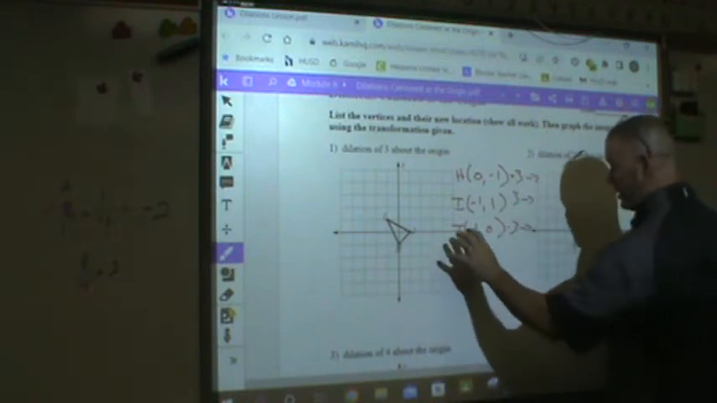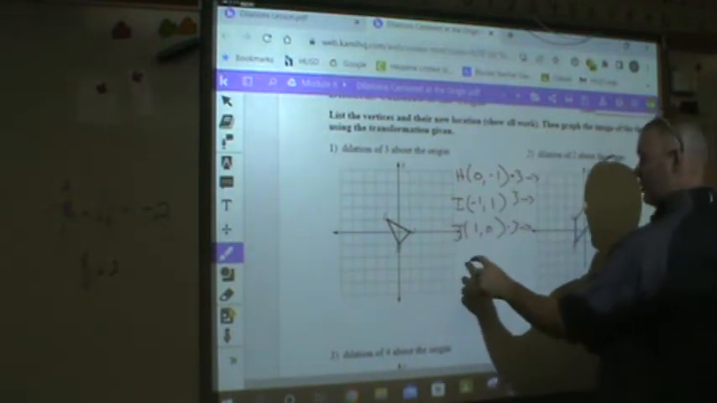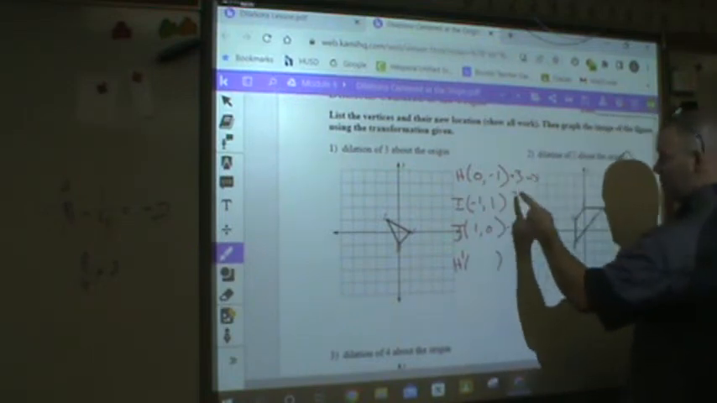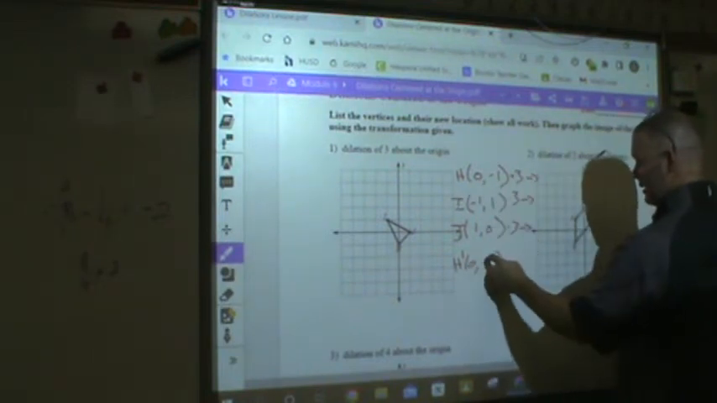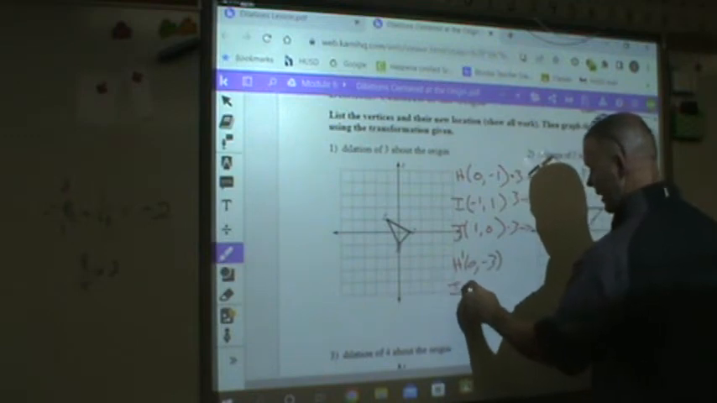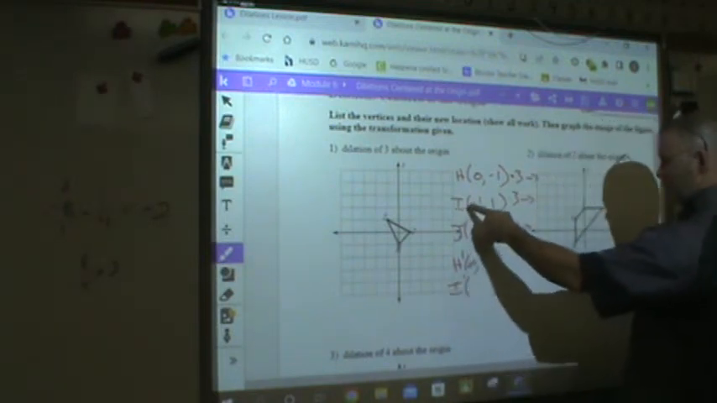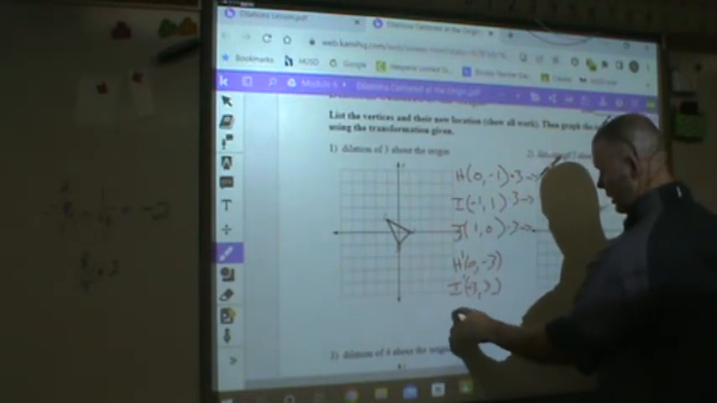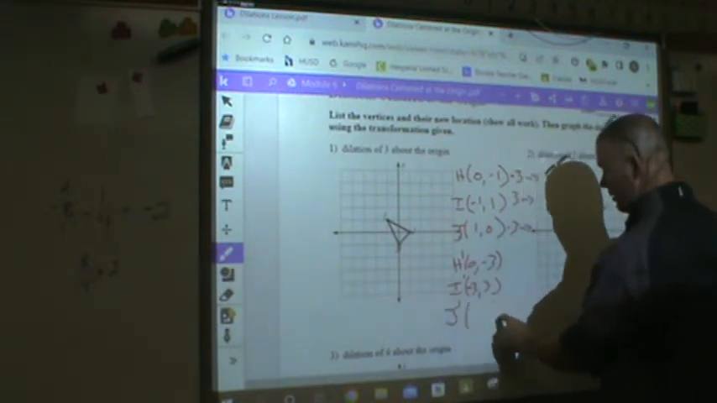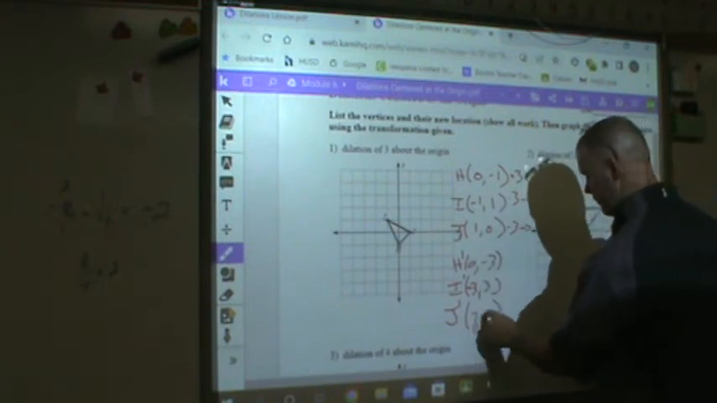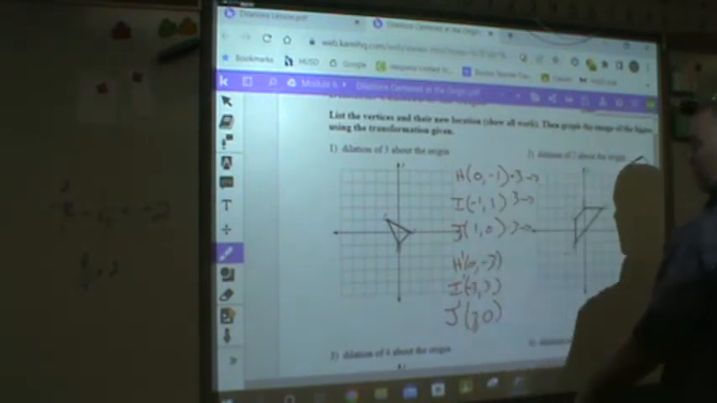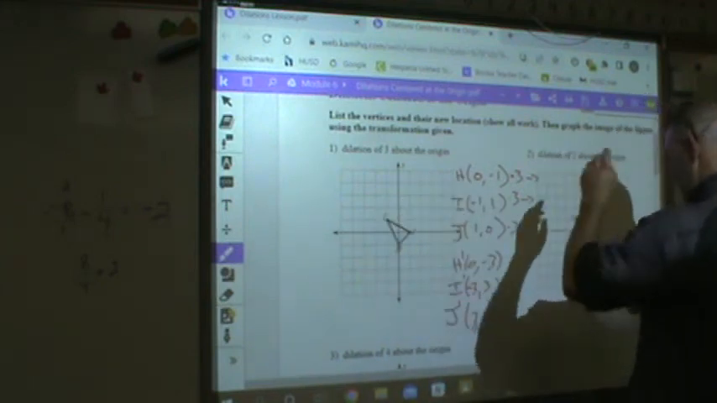Now I ran out of room here. Okay, this isn't going to go over on number 2, but where is H prime going to move to? H prime times 3 is going to move to 0 and -3. I prime is going to move to -3, 3, and J prime is going to move to 3 and 0. Now, I've shown my evidence of where everything goes. Now I just have to label it and connect the dots.